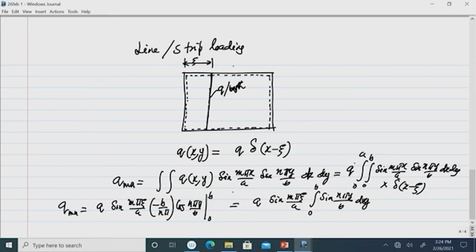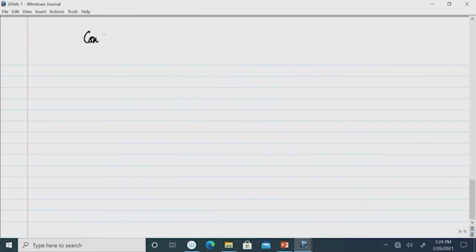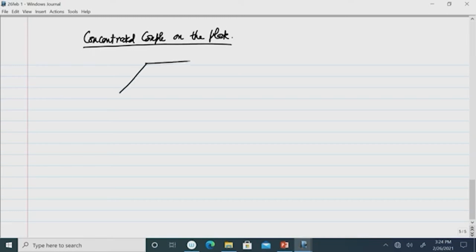Now, let us discuss what happens if a concentrated couple is acting instead of a concentrated load. So, let us now discuss the case of a concentrated couple. Say a rectangular plate is shown here, this is the x axis and this is the y axis. A concentrated couple M is acting here. The location of the couple is also defined by the coordinates xi and eta.